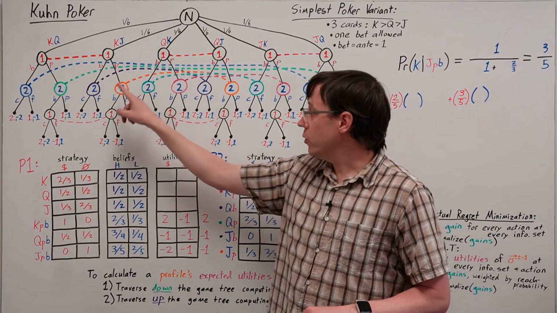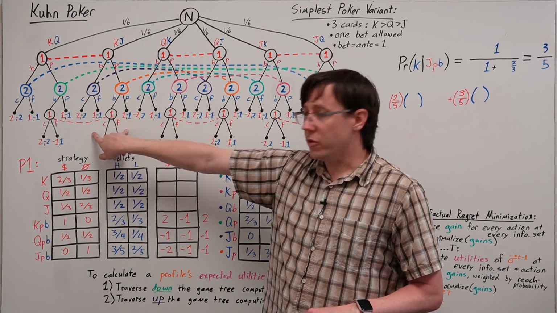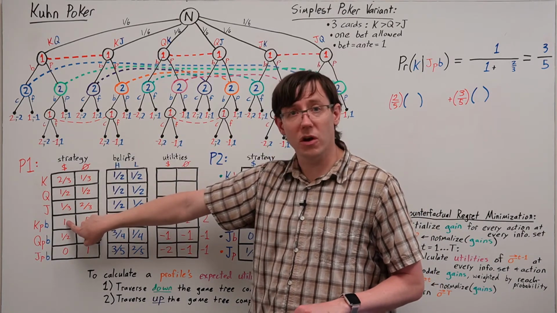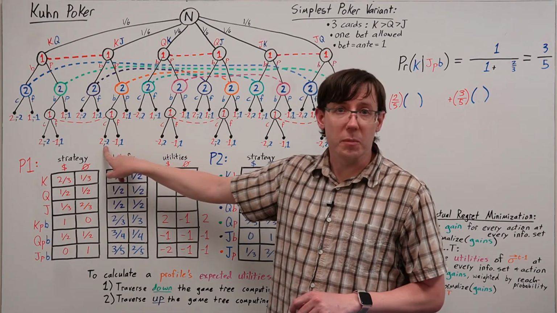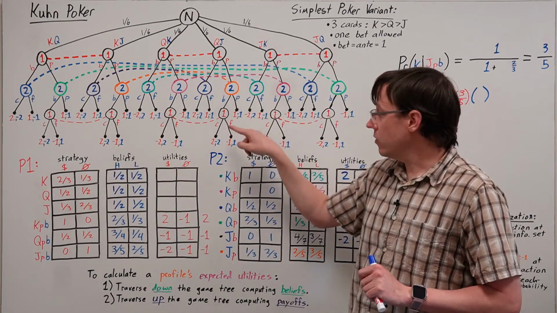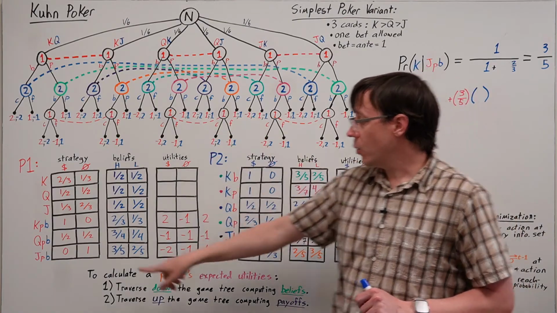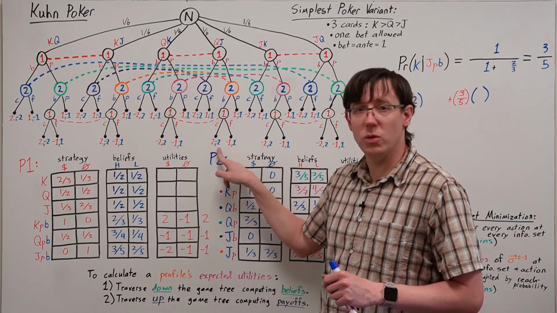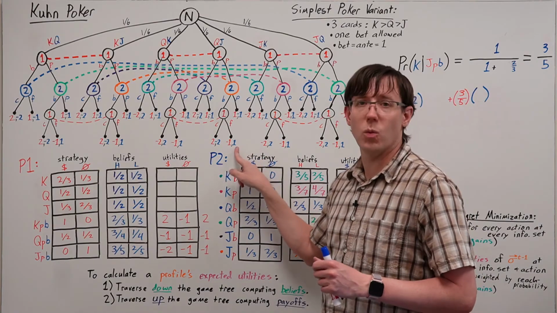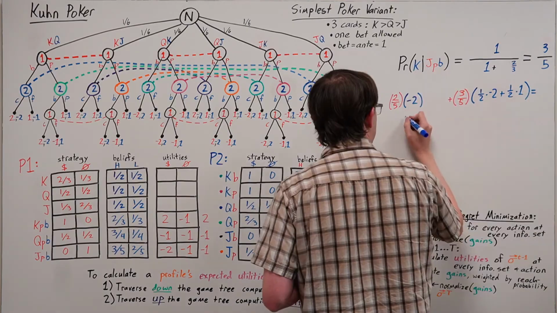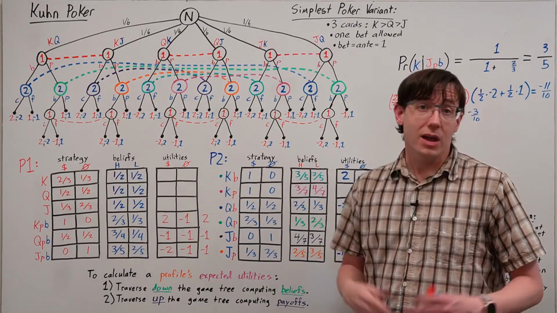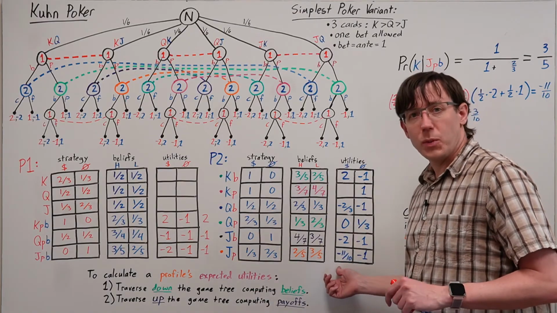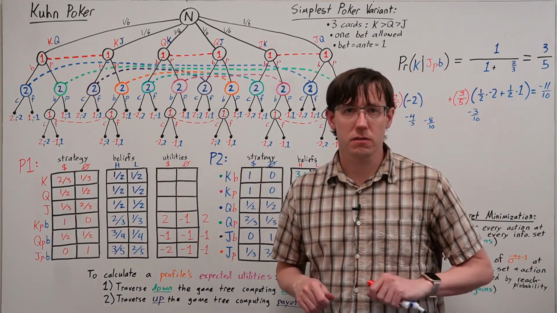And if player 2 chooses bet, then in the first case, we'll end up at the information set where player 1 always calls, meaning player 2 will get -2. And in the other case, we'll end up at the information set where player 1 mixes 50-50, and so half the time player 2 will get -2, and half the time they'll get 1. And so in the case where player 2 is holding a jack, betting gets them an expected utility of -11/10.